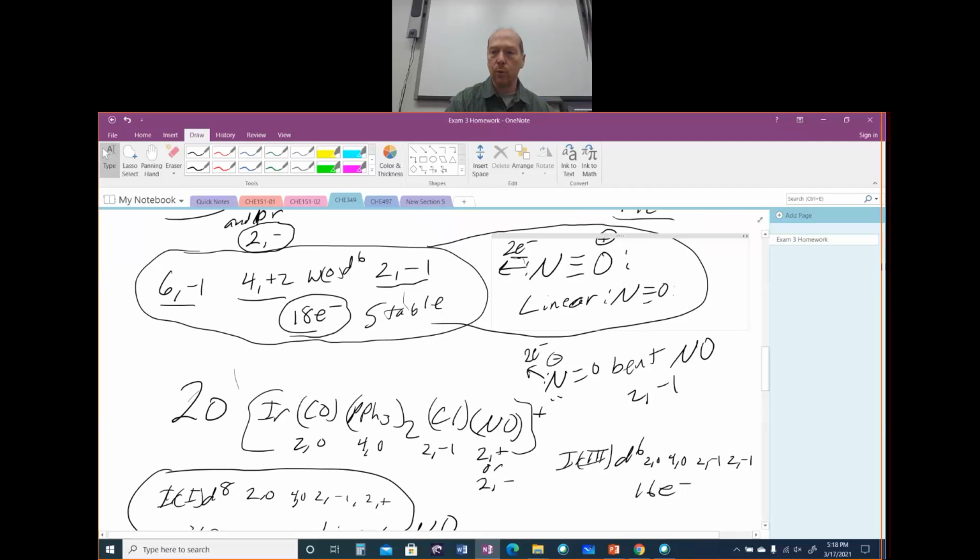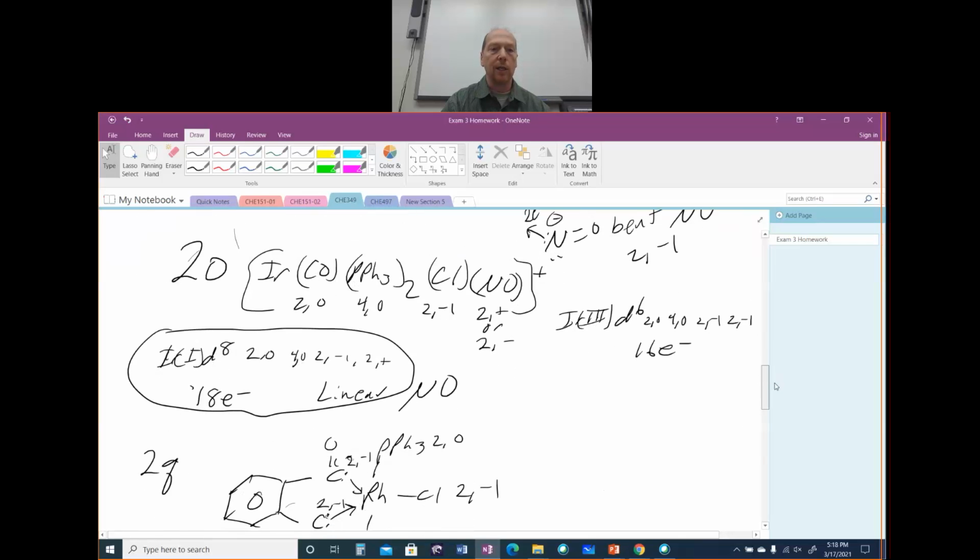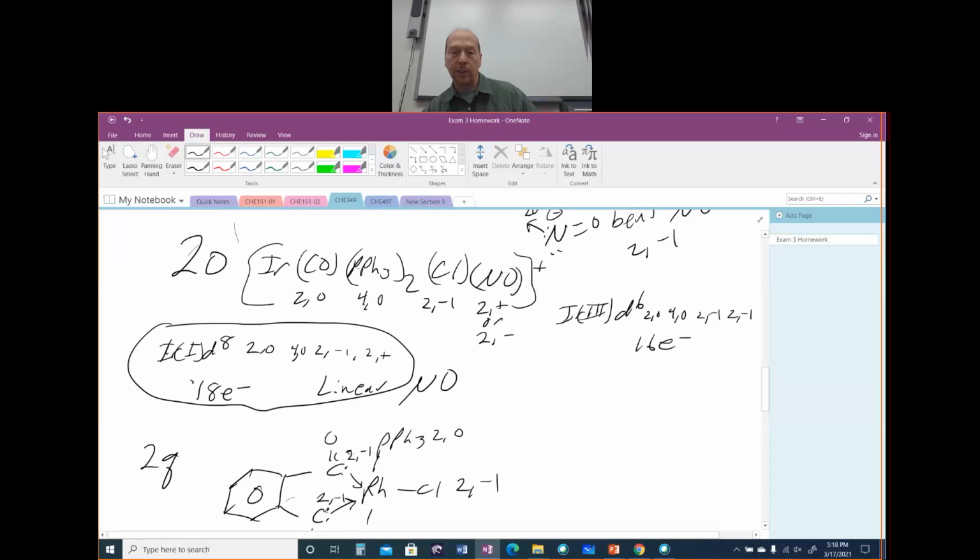All right, and then 2O, so you would predict that to be stable. It's 18 electrons. You would predict anything 16 or 18 to be stable. So again, we have NO, and again, it's either going to be 2 plus or it's going to be 2 minus. So I will pick 2 plus first and see how that works.